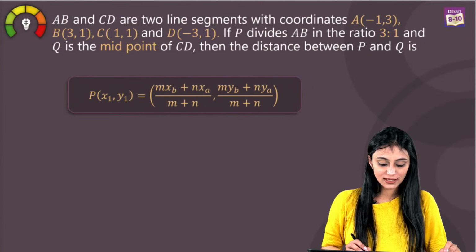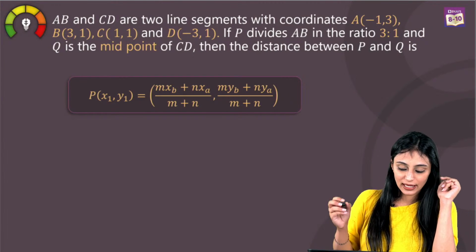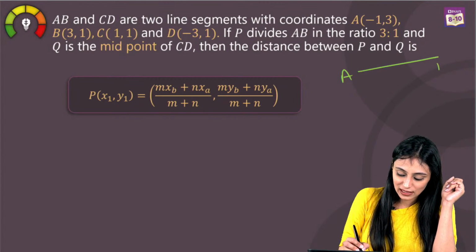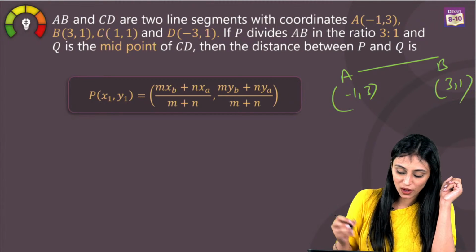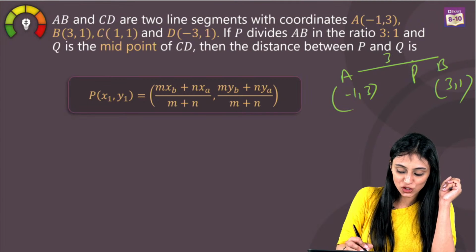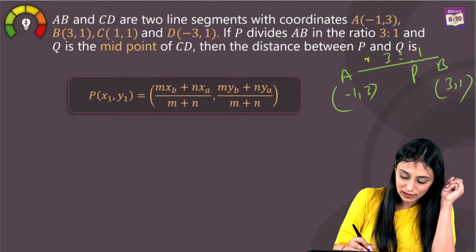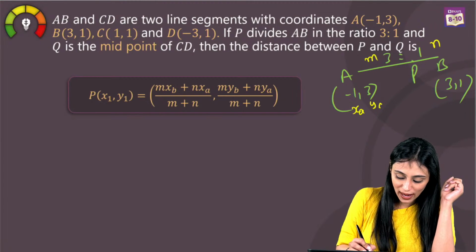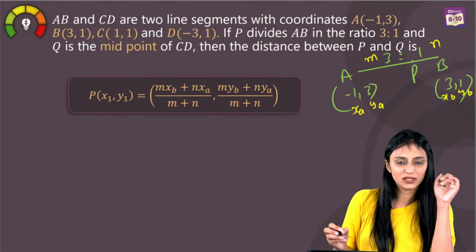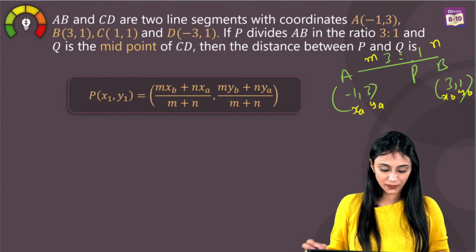Alright, so let's first apply the section formula to get the coordinates of P over here. P was lying on this line segment, (-1, 3) and (3, 1). P was here, ratio is 3:1. So 3:1 is the ratio where m is 3, n is 1, and this is your xA, yA, this is your xB, yB. Just writing for your convenience. Let's put all these values here.